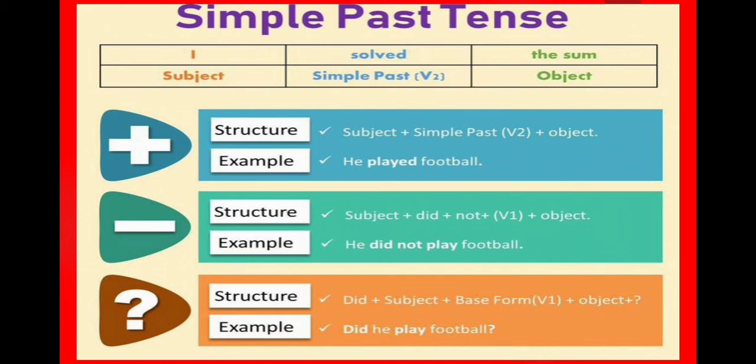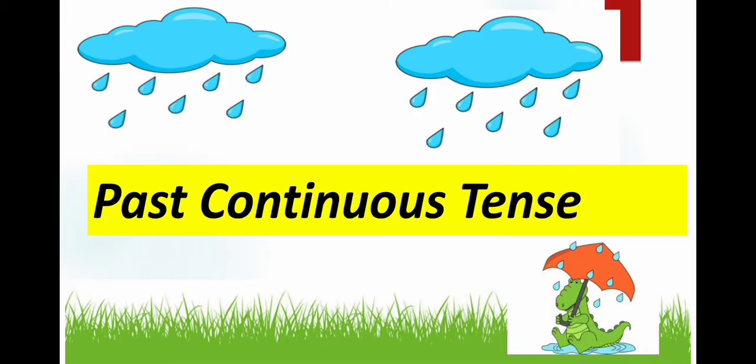Now, to form interrogative sentence, the rule is did plus subject plus base form, that means verb first form, plus object plus question mark. For example, did he play football? So, according to this rule, subject will be after did, and at last we are going to add question mark. Now, students, it's time to study past continuous tense.